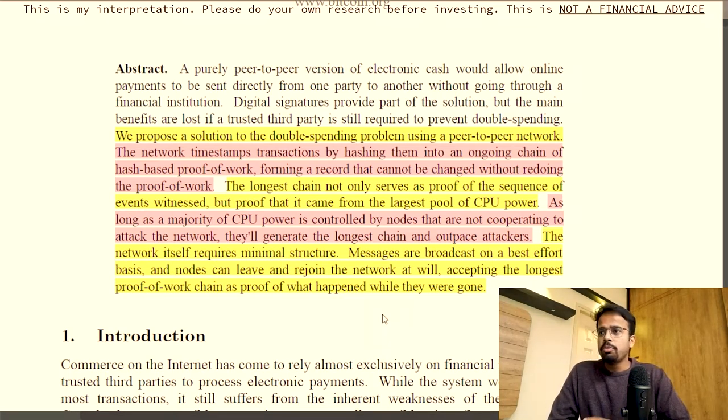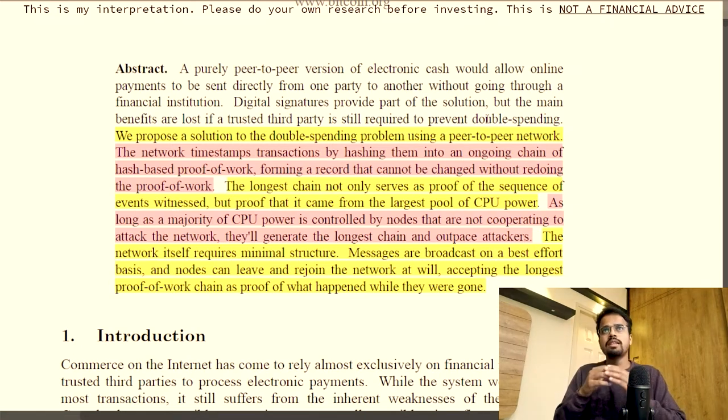A purely peer-to-peer version of electronic cash would allow online payments to be sent directly from one party to another without going through a financial institution. So it's saying that if only the people participating in the network are there who are running the network, then there is no need to have a financial institution or a centralized authority. Digital signatures provide part of the solution, but the main benefits are lost if a trusted third party, which is again a centralized institution, is still required to prevent double spending.